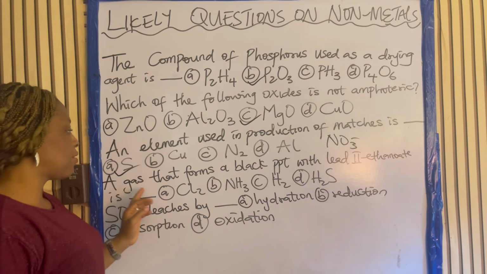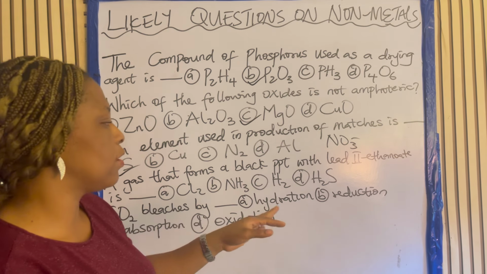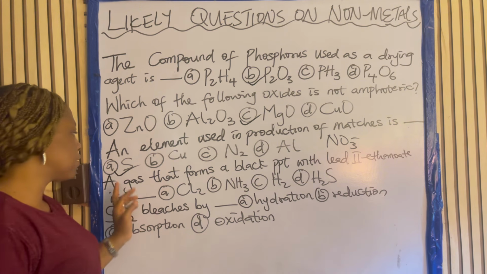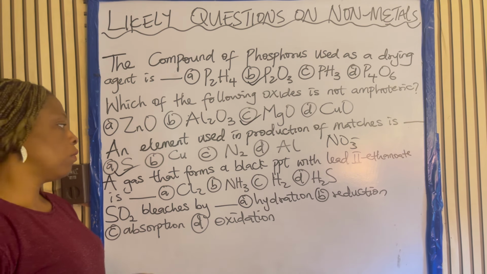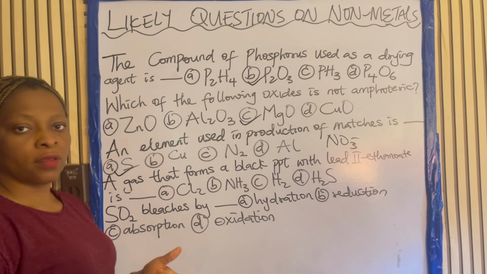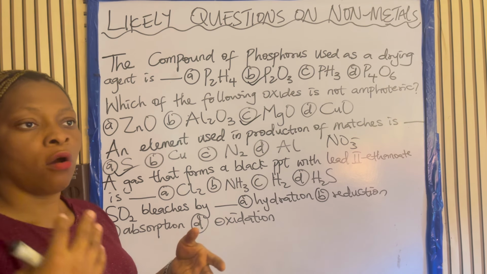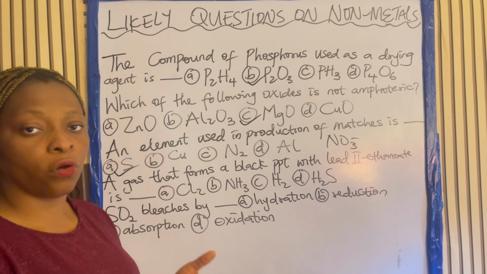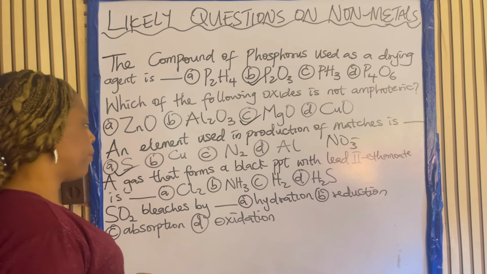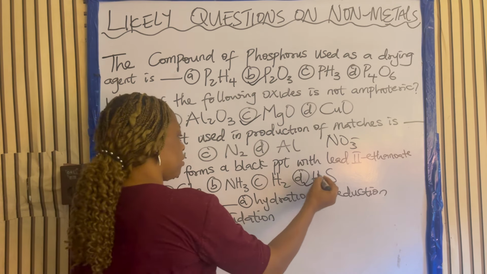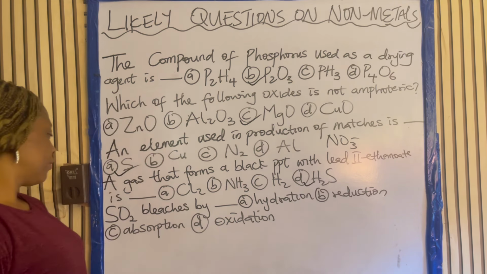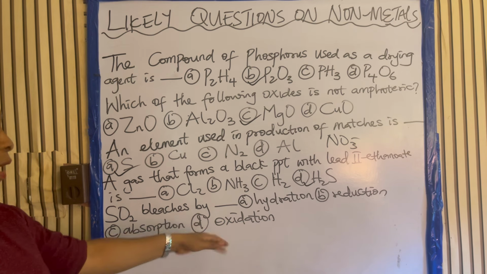Okay. A gas that forms a black precipitate with lead-2 ethanoate is dash. Now, lead-2 ethanoate is going to form a black precipitate with a compound of sulfur. And which compound of sulfur is that? Hydrogen sulfide.